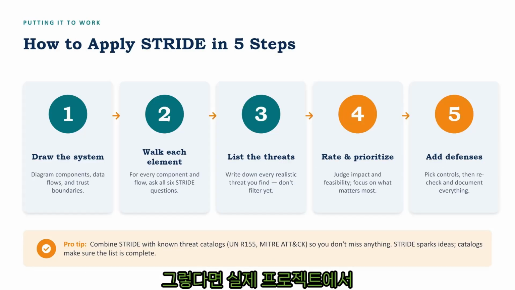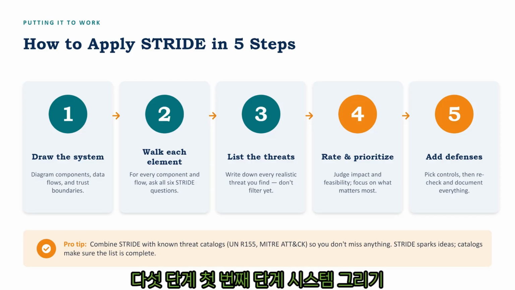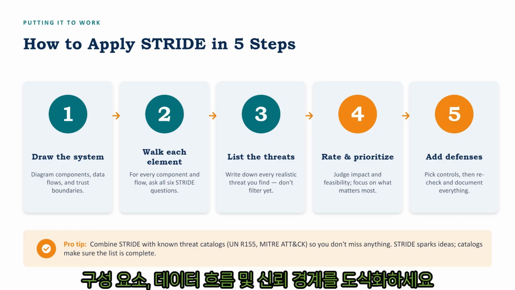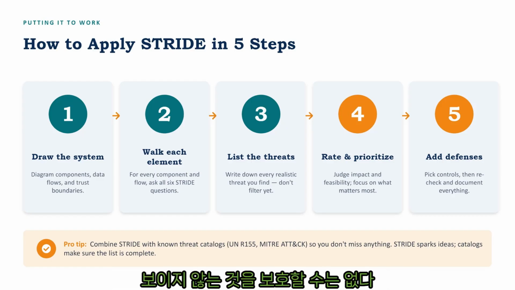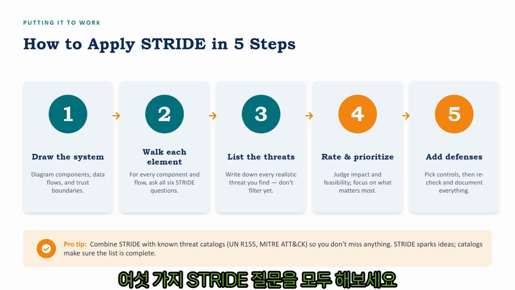So how do you actually run STRIDE on a real project? 5 steps. Step 1. Draw the system. Diagram your components, your data flows, and your trust boundaries. You can't protect what you can't see. Step 2. Walk each element. For every component and every flow, ask all 6 STRIDE questions.